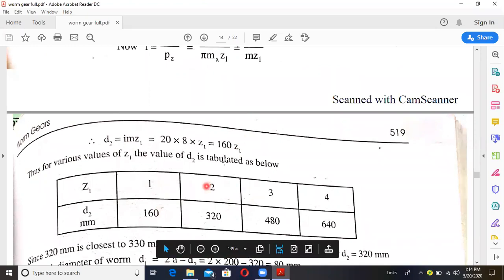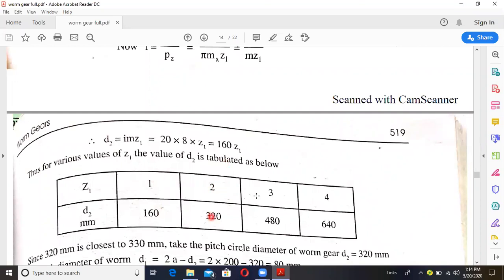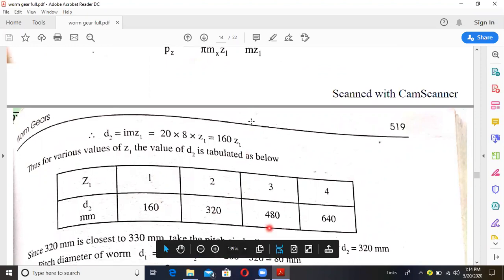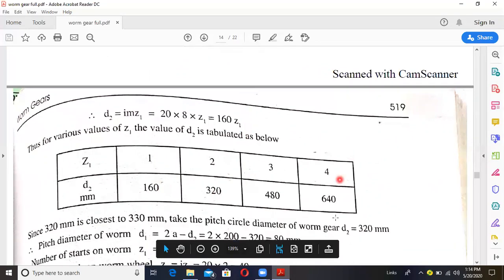Substitute Z1 is equal to 2, we will get D2 is equal to 320. Substitute Z1 is equal to 3, we will get D2 is equal to 480. Next, substitute Z1 is equal to 5, we will get D2 is equal to 640. Now we are having 4 values: D2 is equal to 160, 320, 480 and 640.